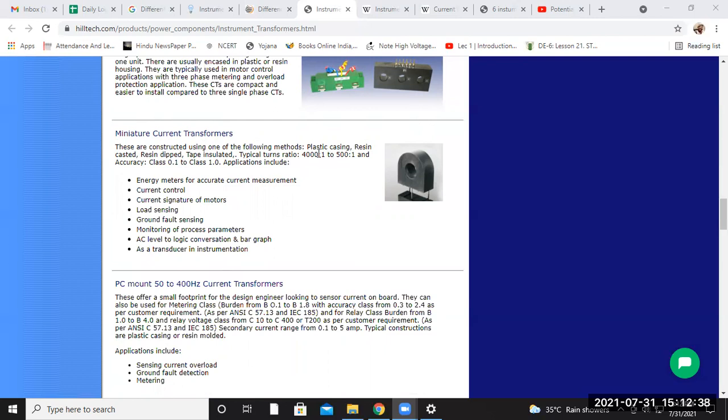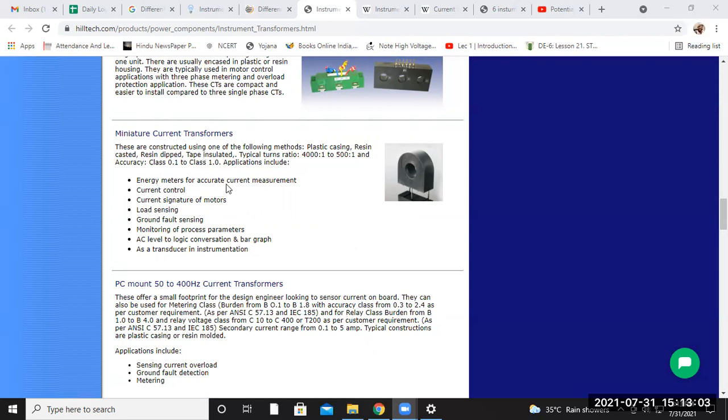That means if you have the primary at 4,000 ampere, the secondary will have 1 ampere. Similarly, you can say the ammeter range of values will look like this. Similarly, for 500 ampere to 1 ampere. And the accuracy of this type of transformer is given as class 0.1 to class 1. Now the application of this type of miniature current transformer is given here.